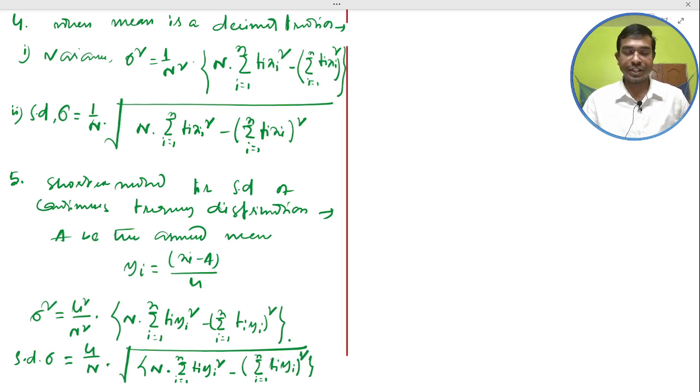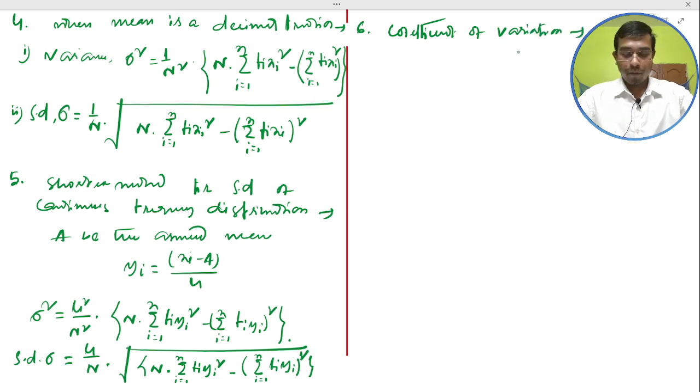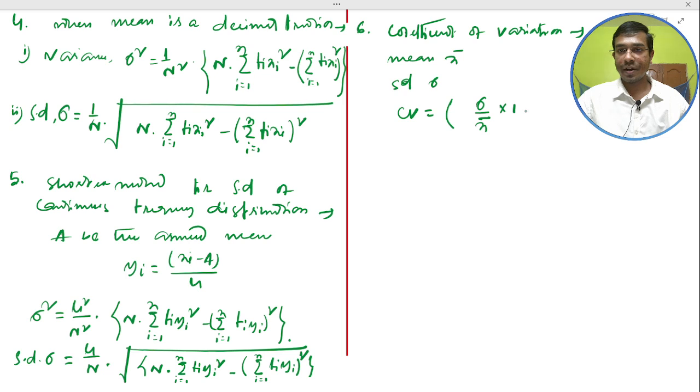And the next part, number 6, the coefficient of variation. Given mean x bar and standard deviation sigma, the coefficient of variation CV is sigma by x bar into 100, where x bar is obviously not equal to 0.